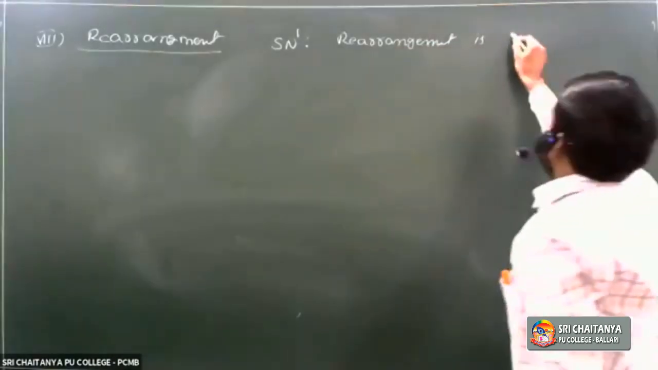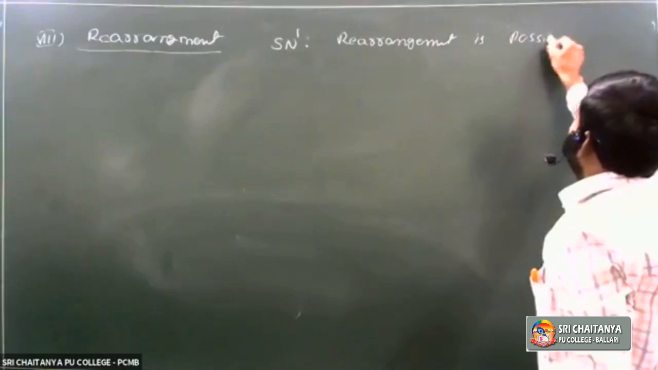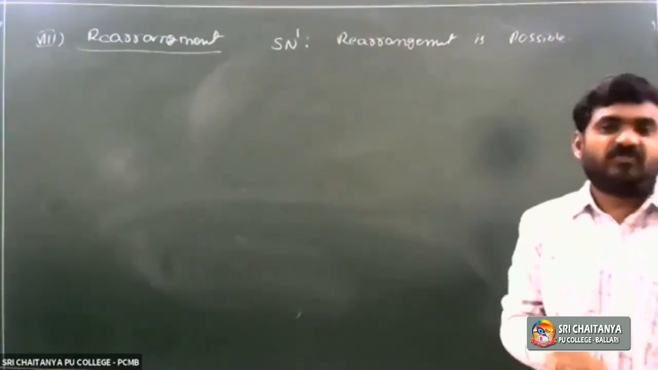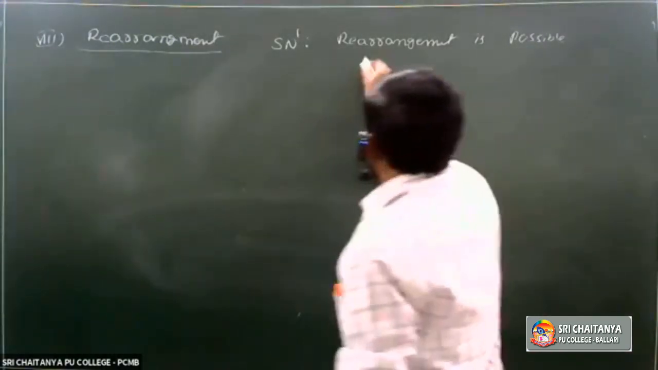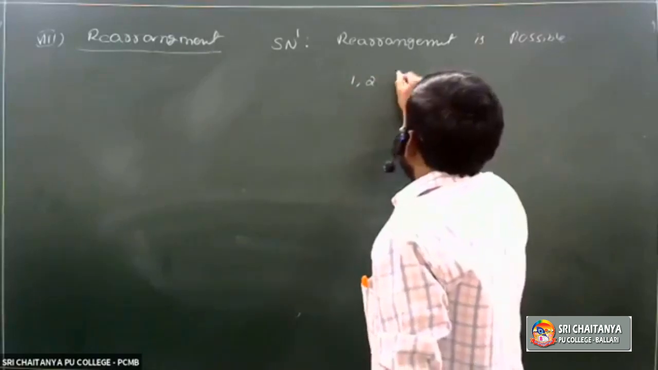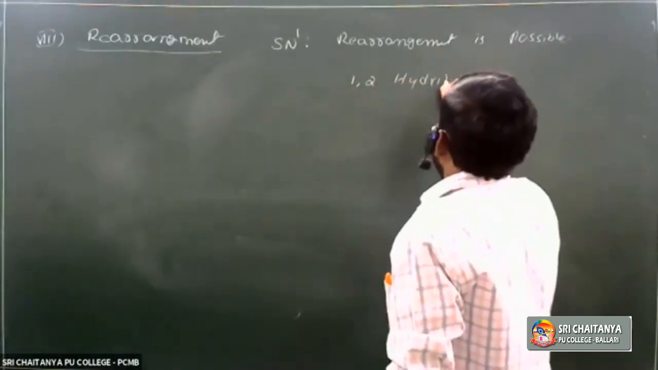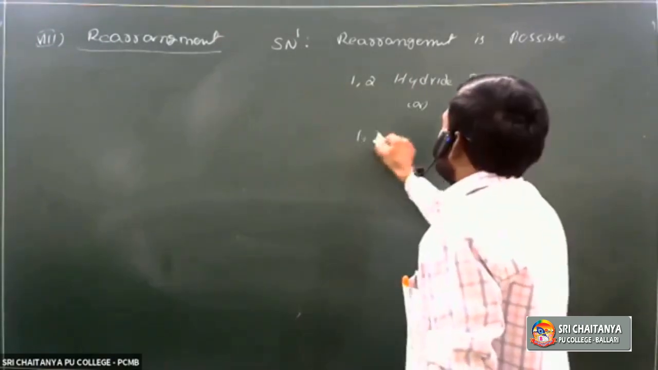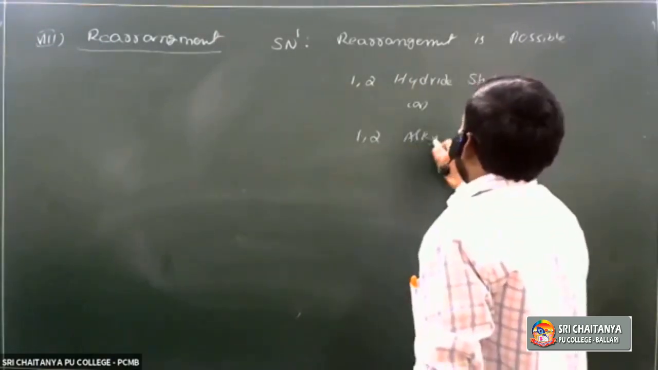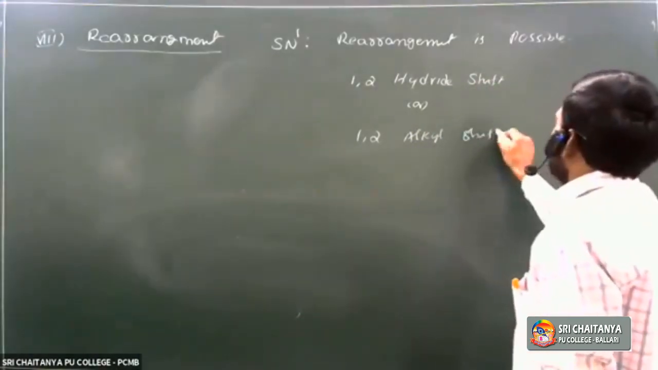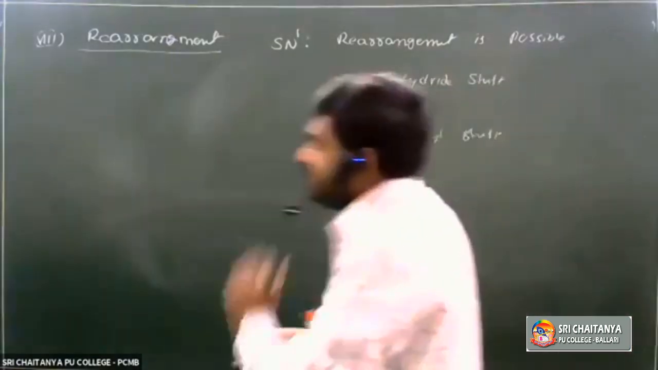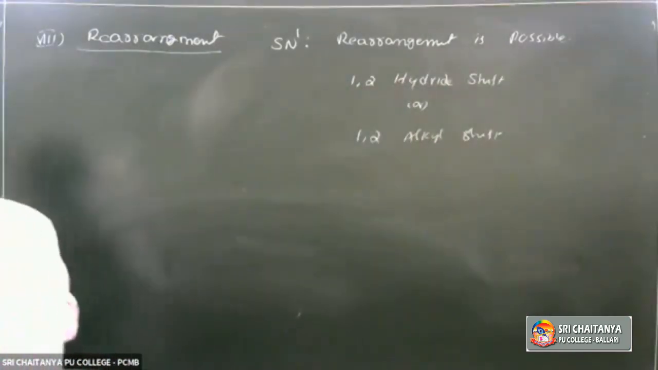Rearrangement is possible because in the SN1 mechanism, a carbocation is formed. Here, rearrangement means a 1,2 hydride shift or a 1,2 alkyl shift is possible. So in the case of the SN1 mechanism, rearrangement is possible.